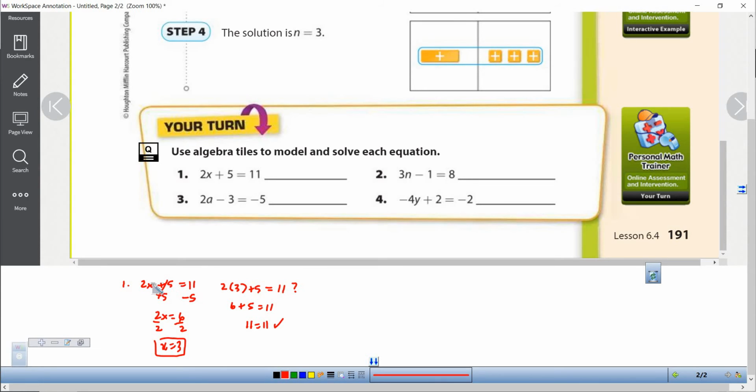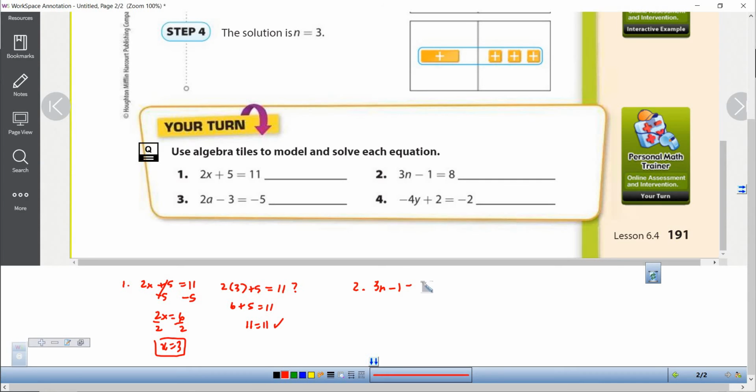So you'll notice 3 made our original equation true, and after we did all those steps, 3 was still making it true. So we use the properties of equality, in this case the subtraction property of equality and the division property of equality, to get the variable by itself. It's called isolating the variable. All right, what about number 2 over here?